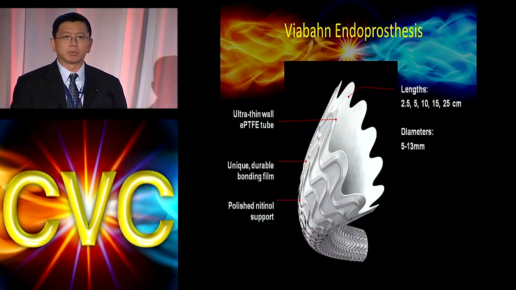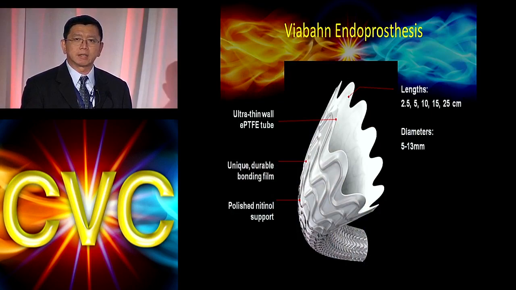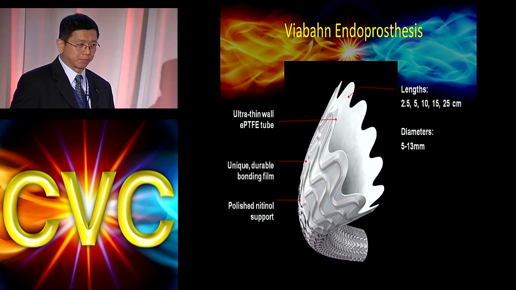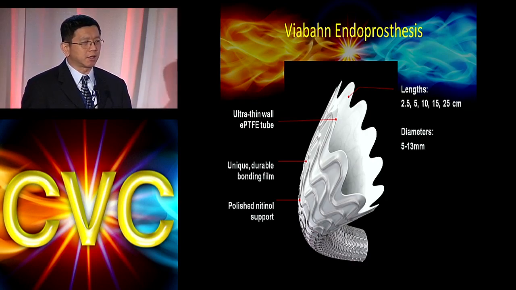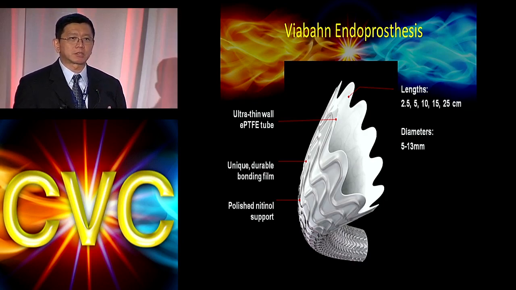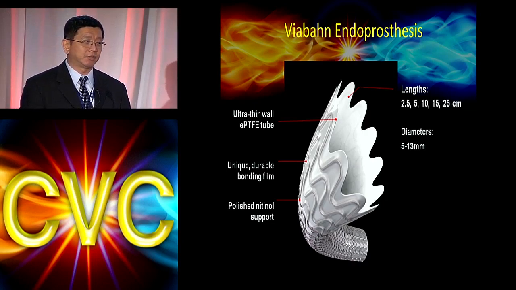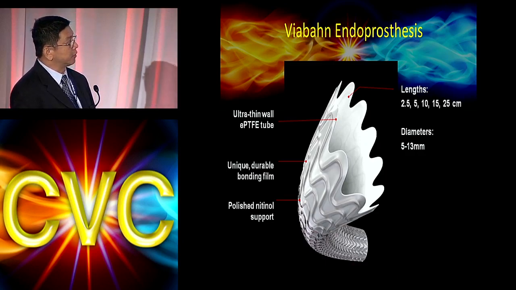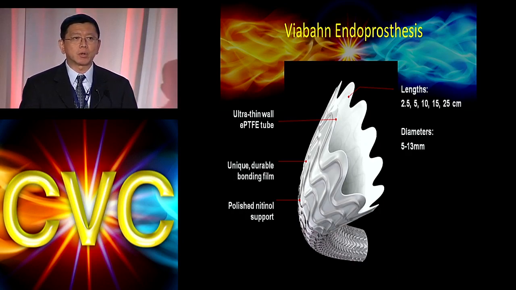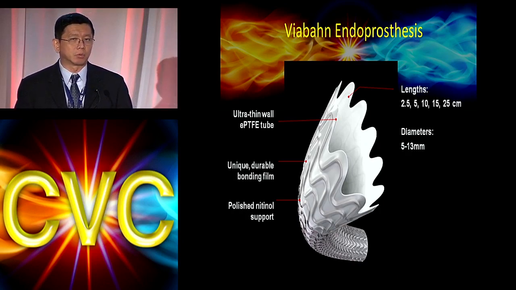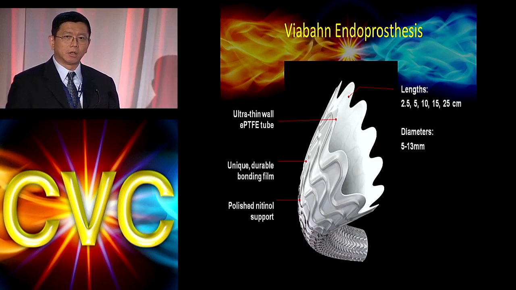This is related to the development of the Viabahn, which is a covered stent graft, and more recently, you can get the Viabahn with a heparin coating. This is a device that's made of nitinol struts with an inner lining using a material called PTFE, the same material that surgeons have been using for fem-pop bypass grafts for the last 50 years. The same material is used for the inner luminal lining. The device comes in various lengths. More importantly, nowadays, a 25-centimeter device is available, which is ideally suited for long SFA lesions.